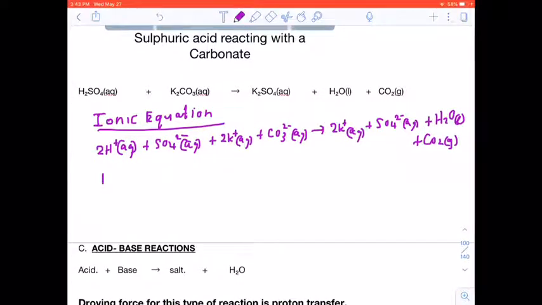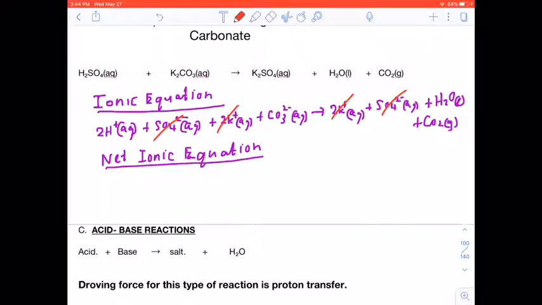And then if you want the net equation, right? So if we look at this now, we say, all right, what have we got? We got K plus there. What else have we got? We got sulfate there. We got sulfate there, right? And these are regarded as spectator ions.